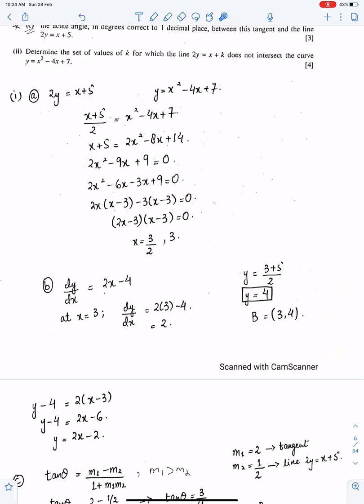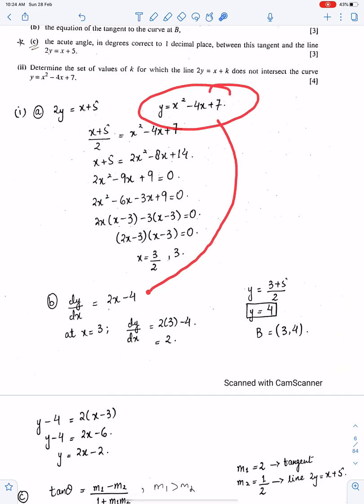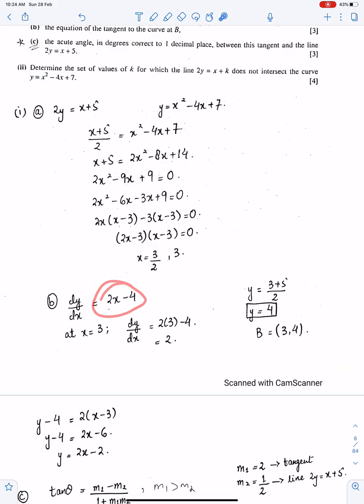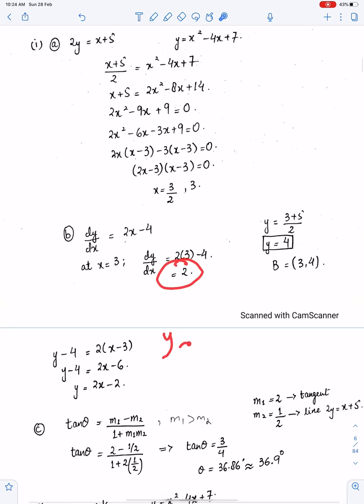Now we need the gradient of the tangent. For that, you need to differentiate the curve. When you differentiate this curve, you'll get this thing. Now substitute x equals 3 into this equation. So the gradient of the tangent is 2. Now use the equation of the tangent, y minus y1 equals m(x minus x1), to get the equation of the tangent. This is the equation of the tangent at B.